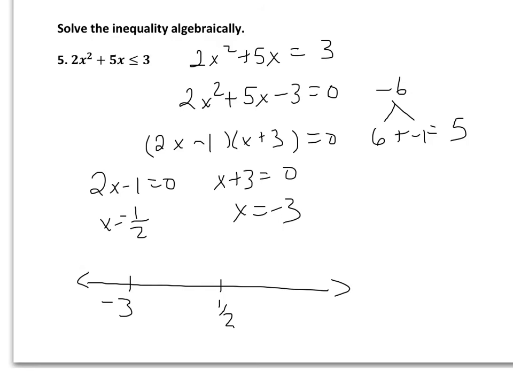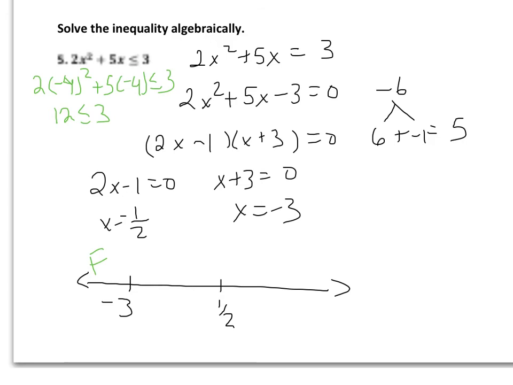This is where we go back to the original equation. Pick a number smaller than -3. So I'm going to use -4. 2 times -4 squared plus 5 times -4 is less than or equal to 3. So calculate that. You would get 12 is less than or equal to 3. Is that true? No. So you say false.